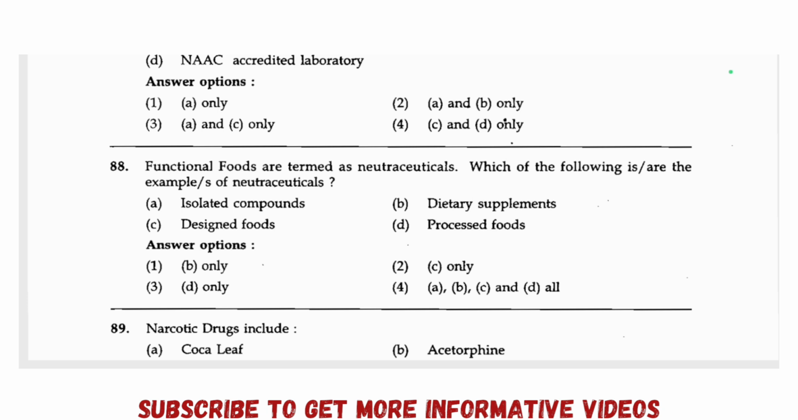Next, functional foods are termed as nutraceuticals. Which of the following are the examples of nutraceuticals? Options are isolated compounds, dietary supplements, designed foods, and processed foods. So the correct option is 4, A, B, C.